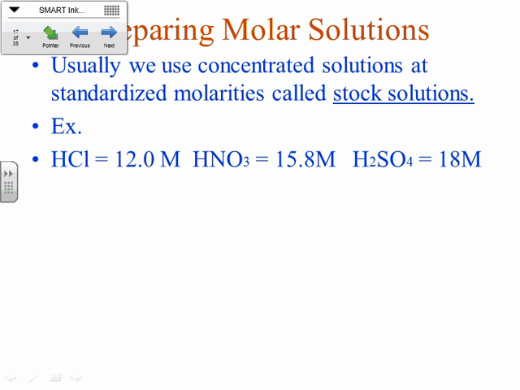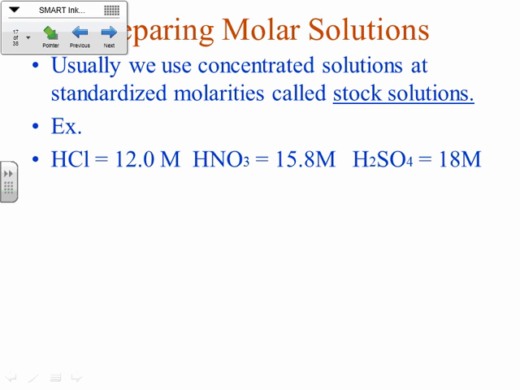HCl is 12 molar. The nitric acid stock solution is 15.8, and the sulfuric is 18 molar. Sulfuric is the one that you just don't want to get on you. When you pour a little bit of sulfuric acid into a lot of water, it will actually heat the water up so much just from dissolving that it will almost boil. The water is really hot. It's just nasty stuff. All of these are nasty, right?